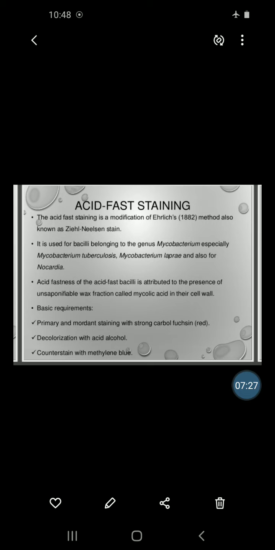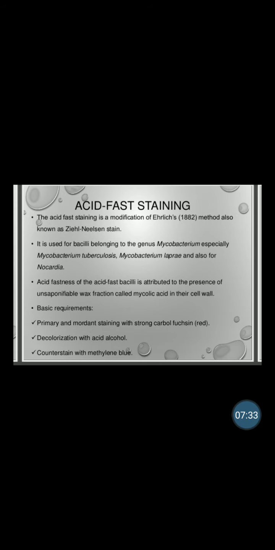and also for Nocardia. Yes, what I am saying, this acid fast staining is a modification of Ehrlich's method in 1882. This staining is also called Ziehl-Neelsen stain or Ziehl-Neelsen staining. And this acid fast staining is used for bacilli belonging to the genus Mycobacterium. And this staining is especially used for Mycobacterium tuberculosis, then Mycobacterium leprae, and also Nocardia.